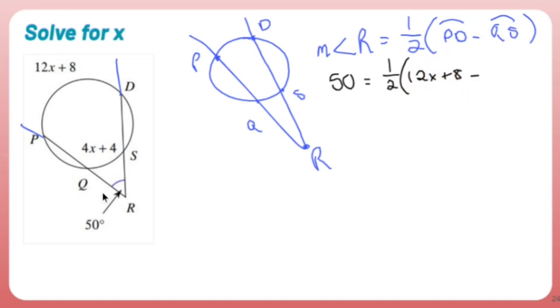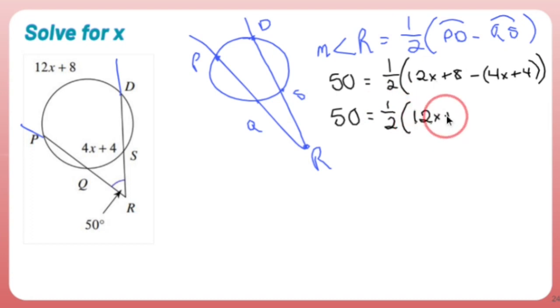Minus QS. Now we have to be very careful. We have to throw these in parentheses. 4x plus 4, close it, close it. And now it's just a really ugly equation that you would see. I still have a bunch of stuff going on in parentheses, so nothing happens with a half yet. Nothing happens with 12x yet. Nothing happens with 8 yet. But what I can do is distribute this negative to make it minus 4x minus 4. That's why it's important to put those parentheses there.